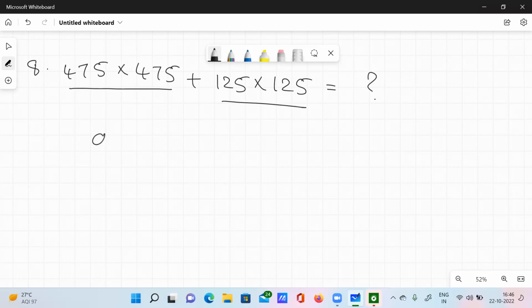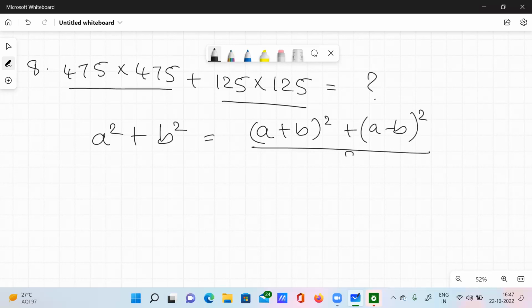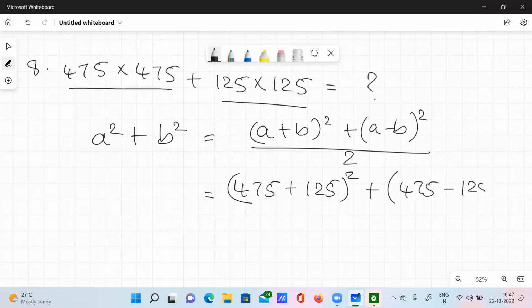So you can say that it is a square plus b square. So this is the formula here, a square plus b square. What's the formula for a square plus b square? It's nothing but (a plus b) whole square plus (a minus b) whole square, entire thing divided by 2. So you need to solve this problem in this particular formula format. So a is 475 here, plus b is 125 here, whole square, plus a is 475 minus 125 whole square, and divided by 2 here.